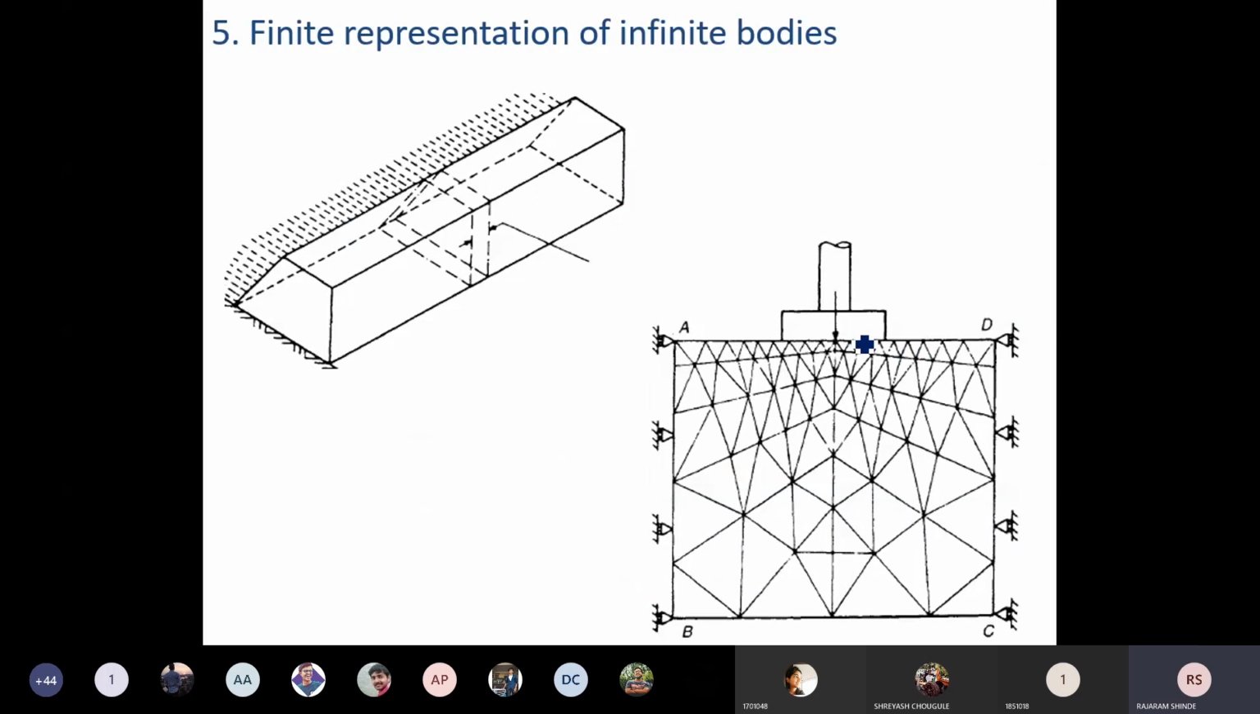Next one, this is the first step in meshing, that is finite representation of infinite bodies. Now see here, I have taken the dam. Now I want to mesh the dam. See here, the dam is very big. When you consider the domain of the dam, it is very big. Boundary conditions of that dam are not well defined. That means the end of the dam is not well defined.